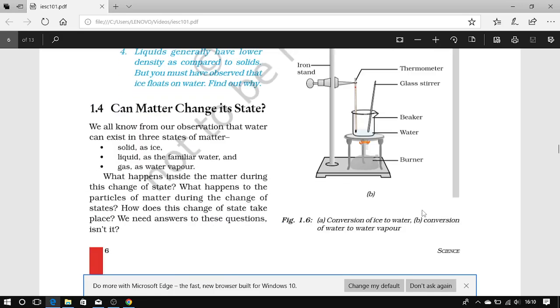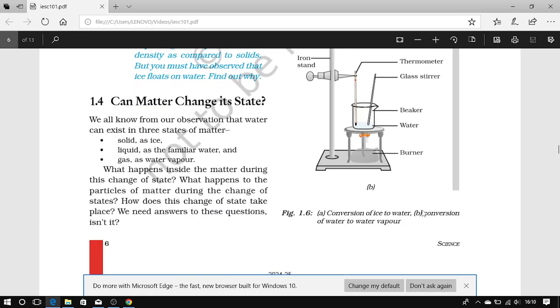So because of density, can matter change its state? Yes, of course. Solid converts to liquid, liquid converts to gas, and gas also converts to liquid. We all know from our observation that matter can exist in three states: solid as ice, liquid as water, and gas as water vapor.